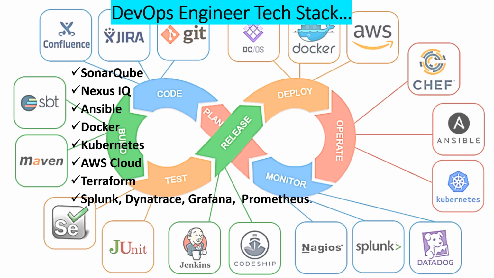DevOps engineers use Ansible for configuration and deployment automation. They use Docker for containerization. For container orchestration and management, they use Kubernetes. To automate the infrastructure provisioning, they use Terraform. To manage cloud native applications, they use AWS Cloud.